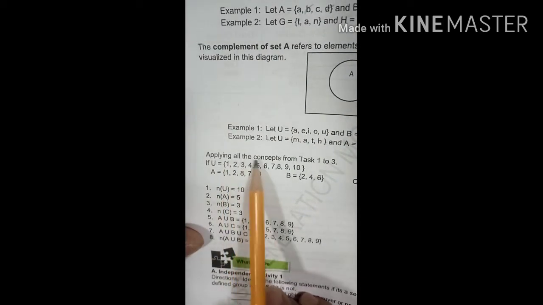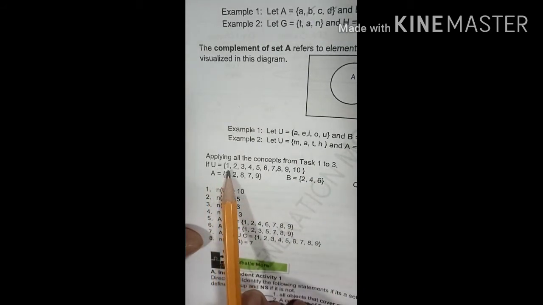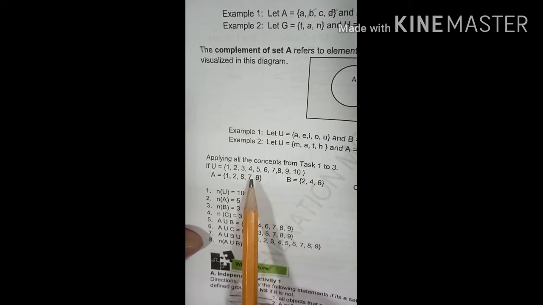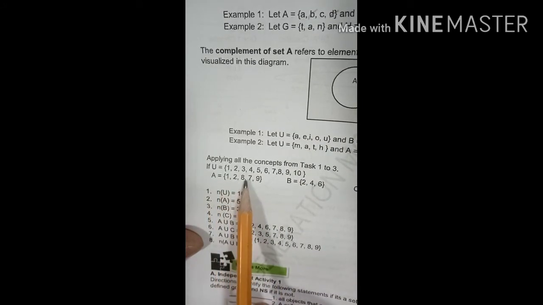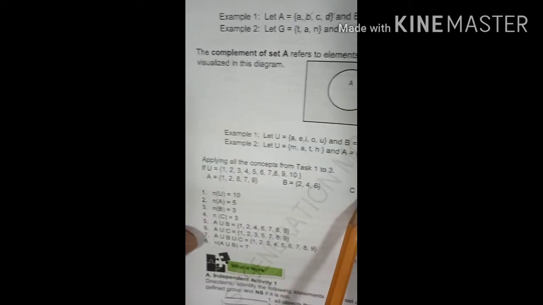Okay, now, here it is. So, applying all concepts from task 1 to 3. So, if the universal set whose elements are 1, 2, 3, 4, 5, 6, 7, 8, 9, 10, and A whose elements are 1, 2, 8, 7, 9, and B whose elements are 2, 4, 6, and C whose elements are 1, 3, 5. So, this is read as cardinality of the universal set is 10 because there are 10 numbers. And cardinality of set A is 5 because there are 5 numbers. So, these are all cardinality. 1, 2, 3, and 4.